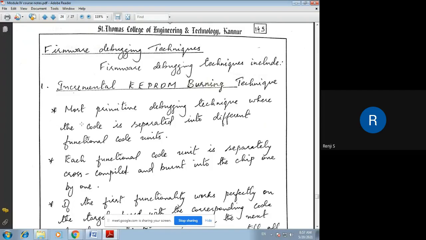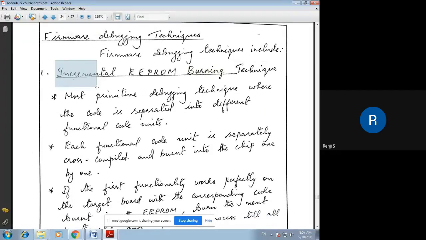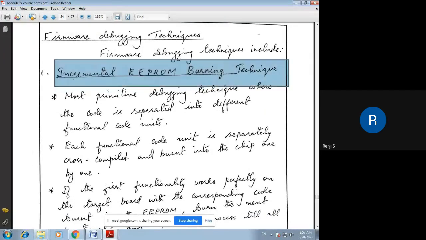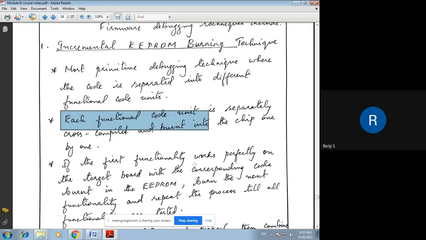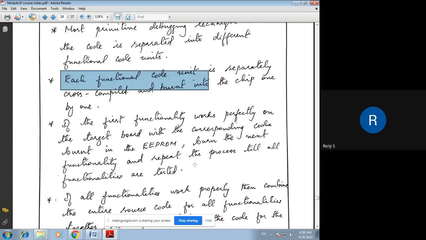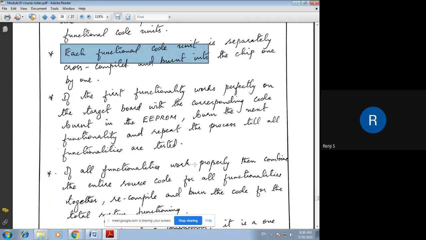The first one was the incremental EEPROM burning technique. In this technique, we divide the entire firmware into small functional code units and test each code unit one at a time. When all code units have been tested, the entire code is burnt into the chip, cross-compiled, and finally tested.